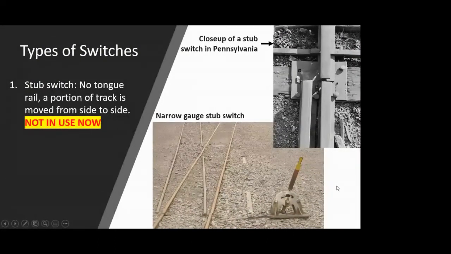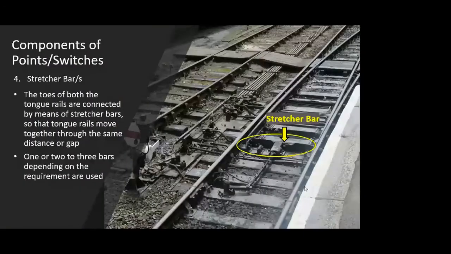Good morning. Today we will be covering the last topic related to the points or switches, that is types of switches. And as usual, a quick recap of what we covered in the last lecture.